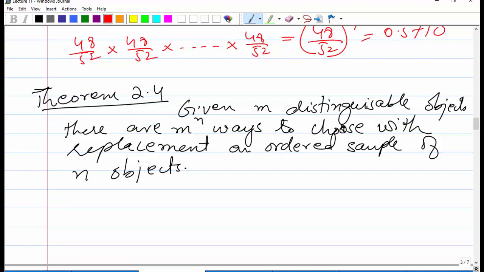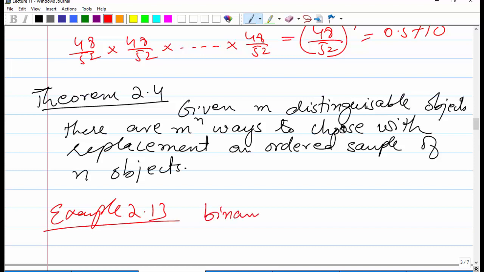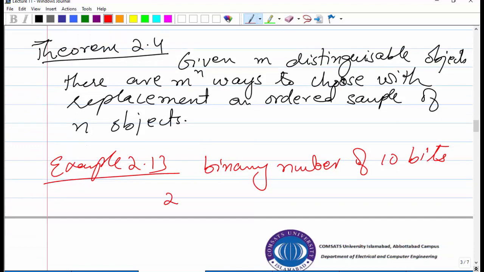So very simple example to understand is if we have the binary number of 10 bits. So this is example actually 2.13. So it says that we have binary number of 10 bits. So how many possible combinations can be made? 2 power 10, because we have the ordered also, and we have 10 and we are replacing 1 and 0 because binary number has only two basic elements, 1 and 0. So we will select either 1 or 0 10 times, and obviously we have to replace it back, otherwise it's not possible. So it will be 1024 binary sequences.